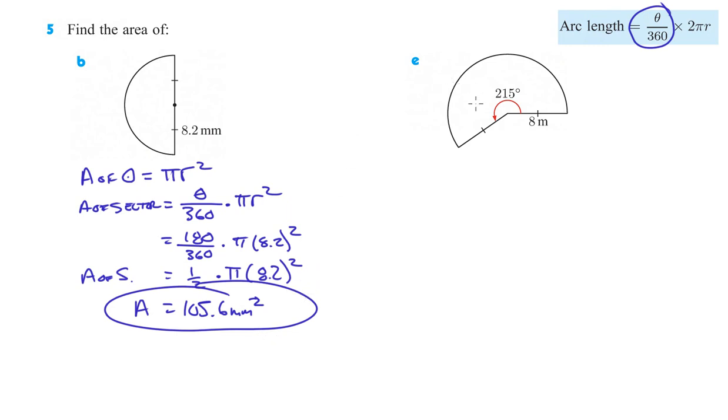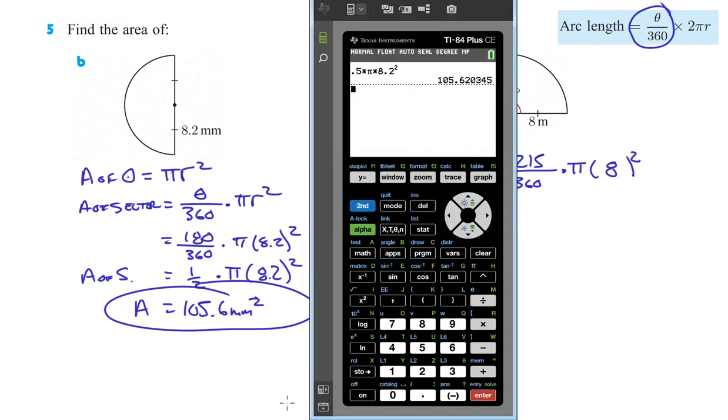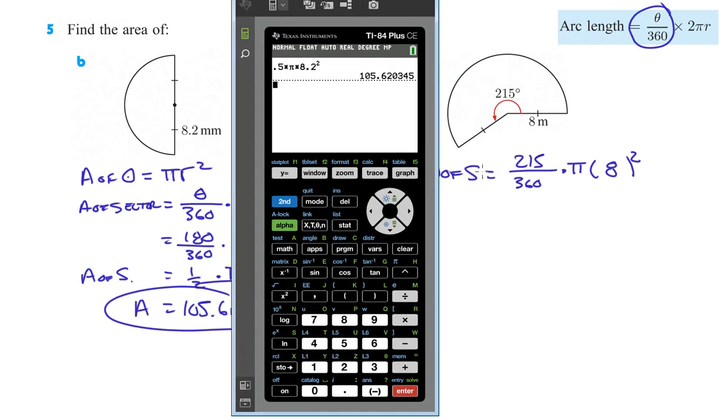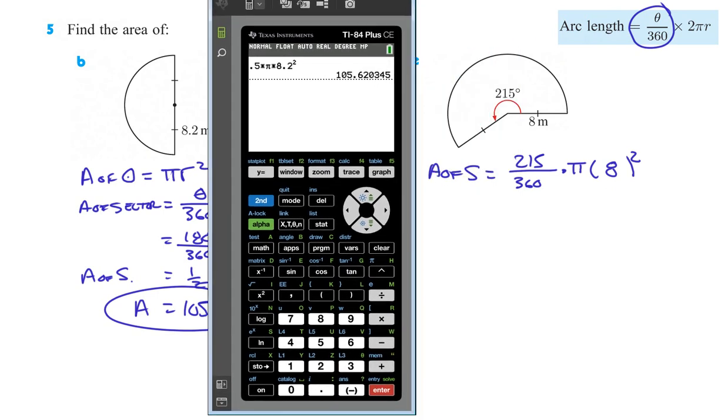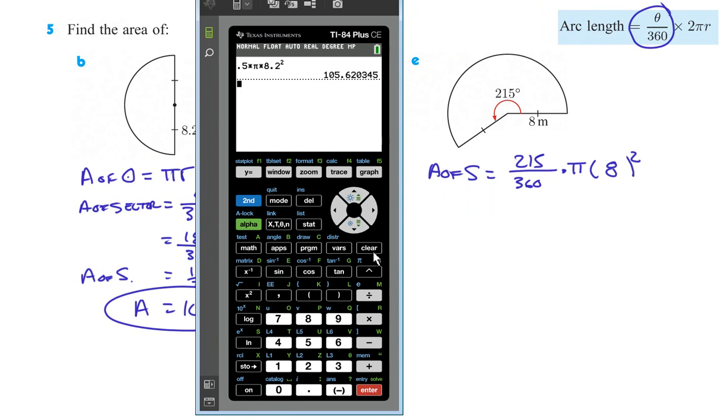Okay, and then for E, I'm going to do the same thing. So the area of our sector is going to equal our angle, 215 over 360, times pi times our radius squared, and our radius in this case is 8. Okay, so we can put that into our calculator and see what we get.